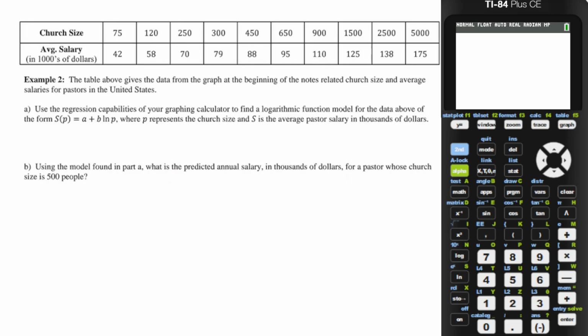Now back to the church size versus average salary example, they're going to give us the actual data from the previous page. So we're going to use the regression capabilities of our graphing calculator to find a logarithmic function model for the data above in the form a plus b log p, where p represents the church size and s is the average pastor salary in thousands of dollars. And then we're going to use that model, so we're going to want to store that regression equation.